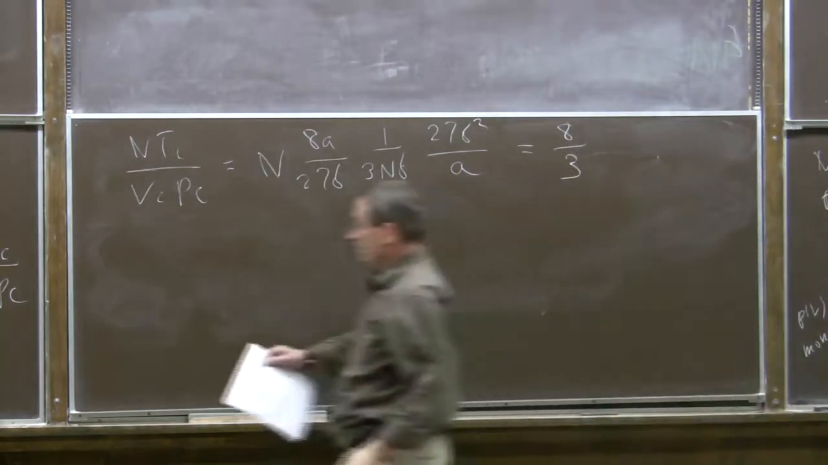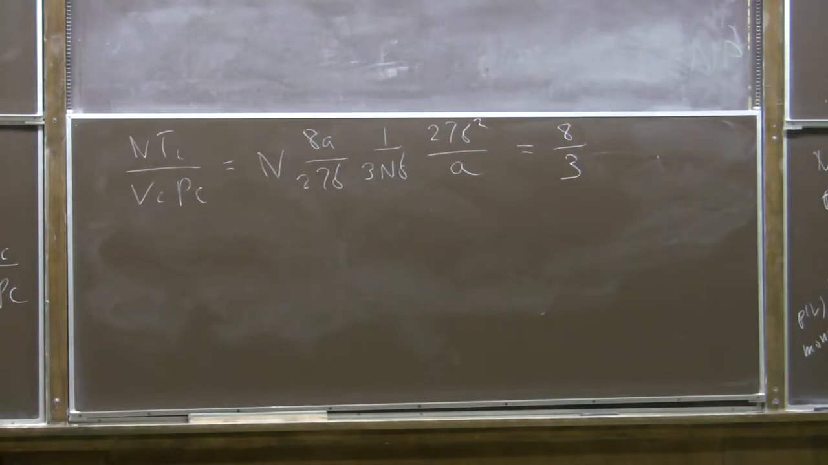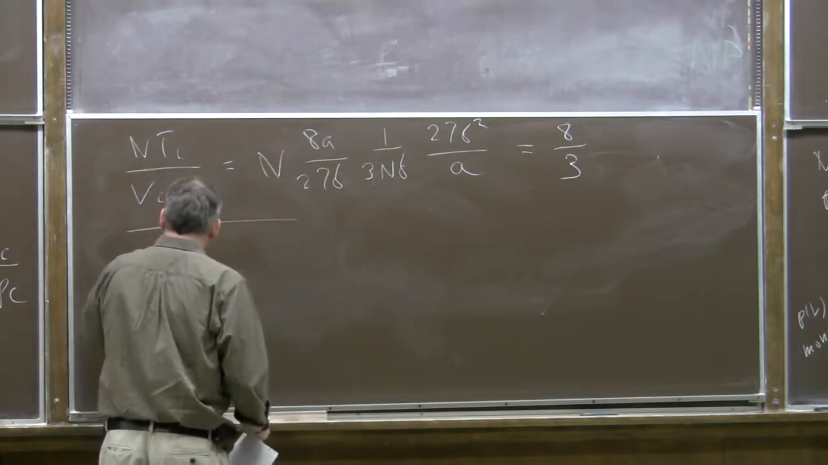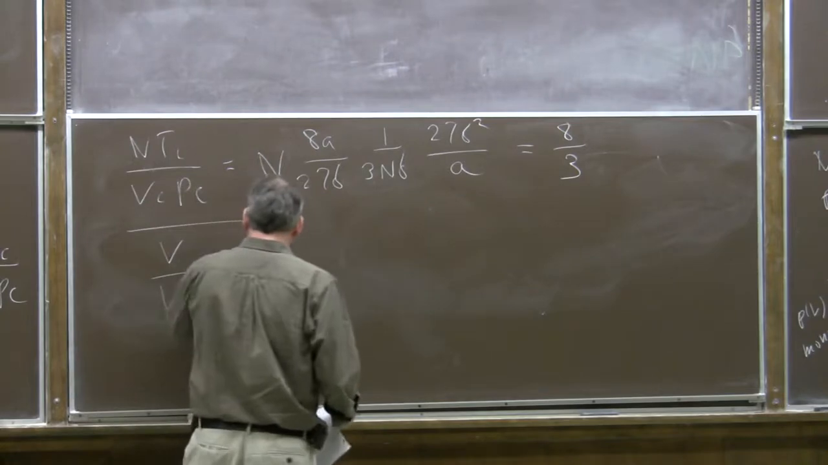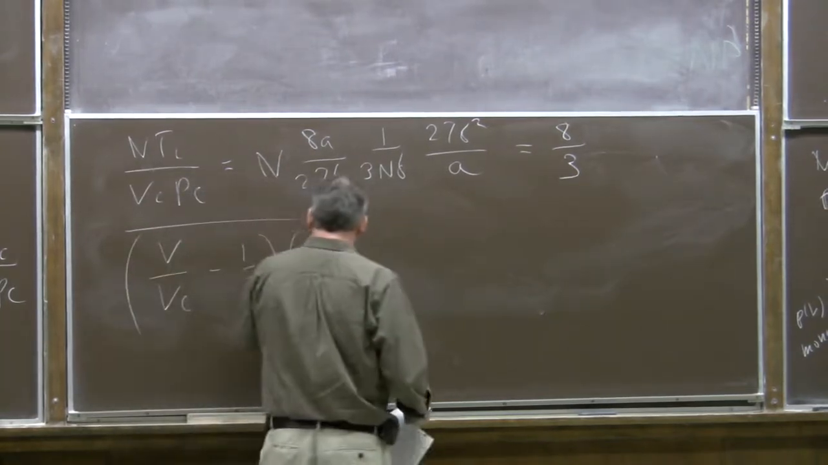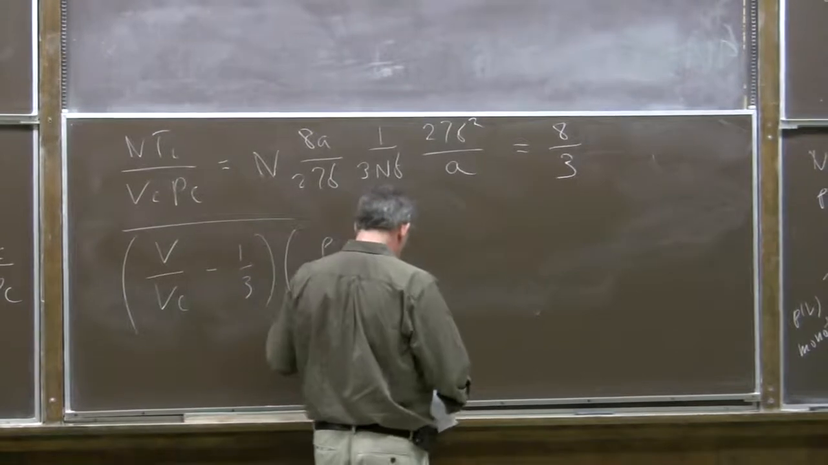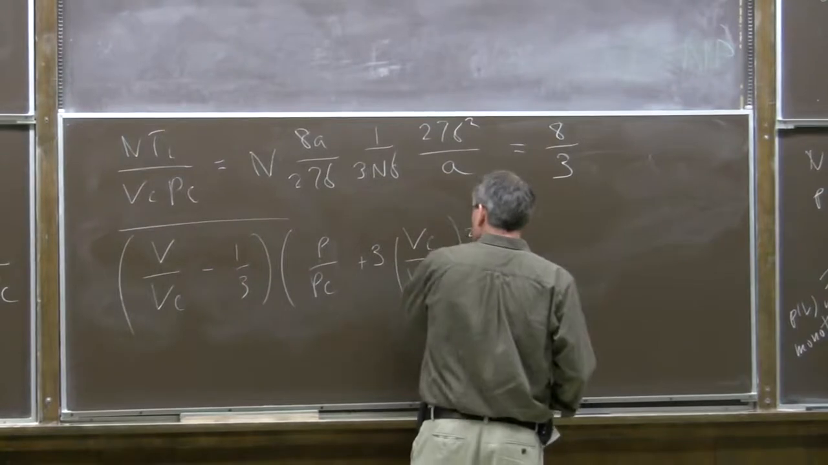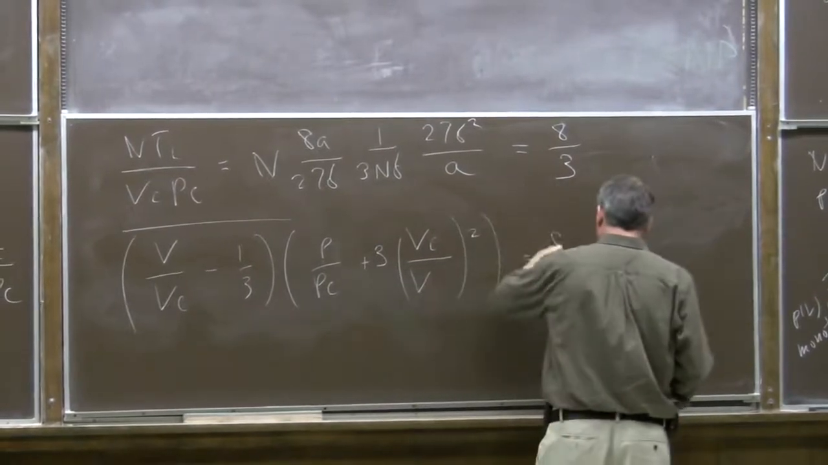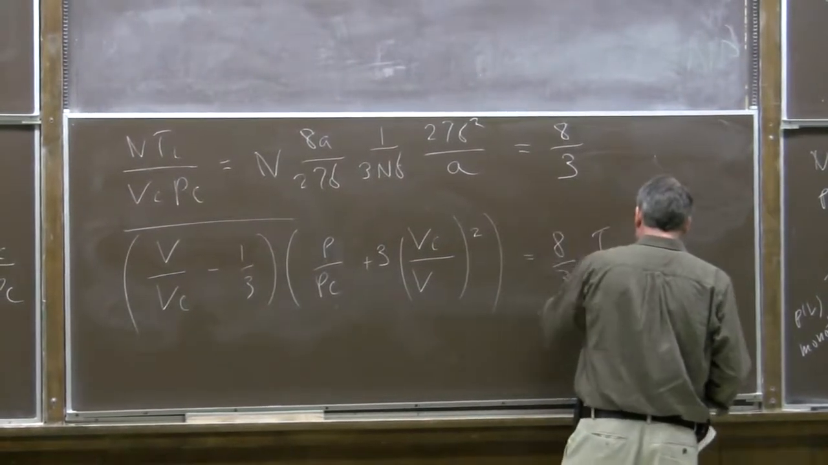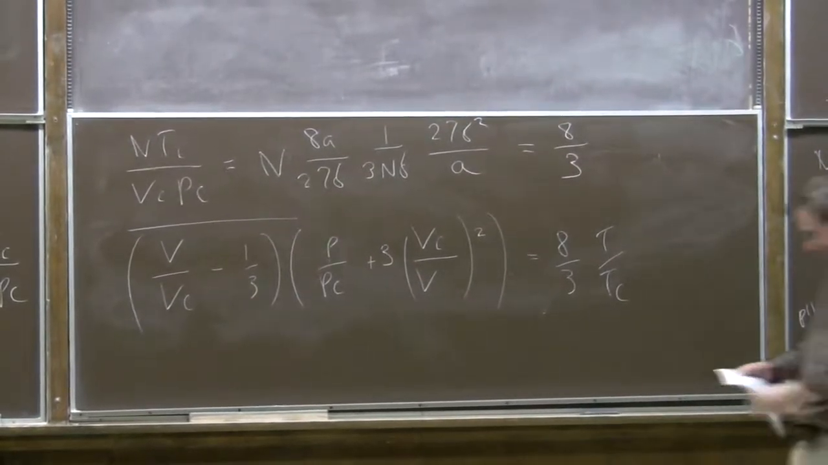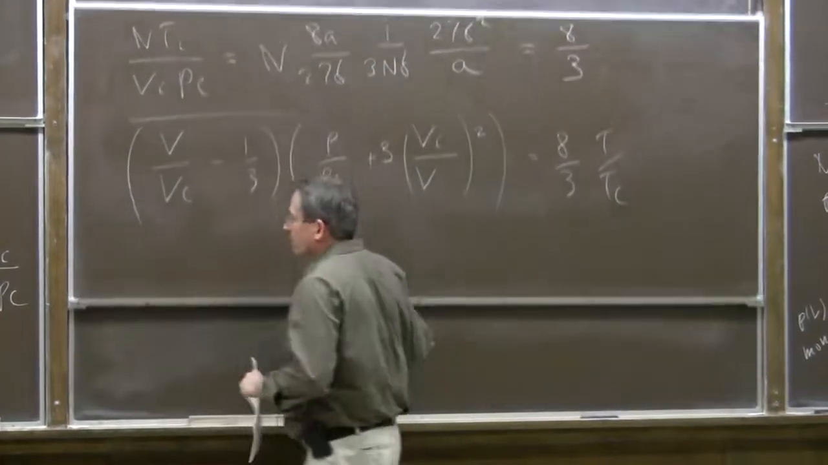So in other words, the van der Waals equation of state, as written here, becomes volume normalized by critical volume minus 1/3 times pressure divided by critical pressure plus 3 critical volume divided by volume squared is equal to 8/3 temperature over critical temperature. And this is called the law of corresponding states.